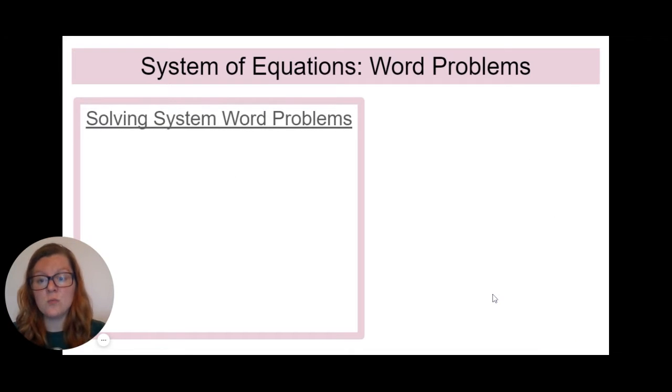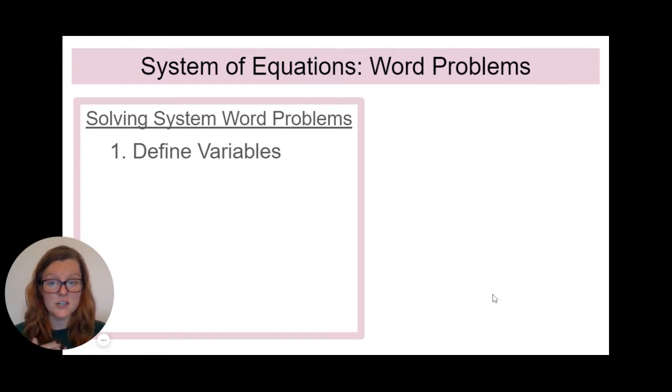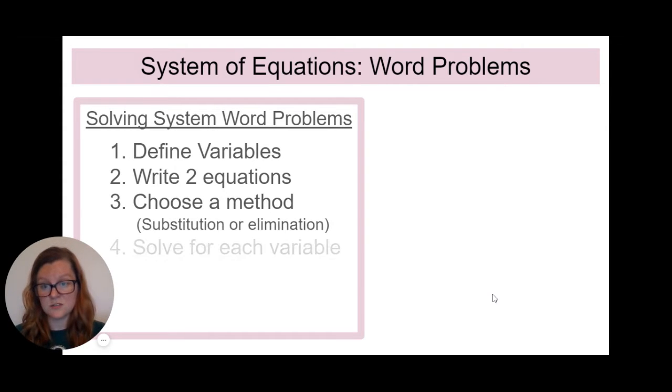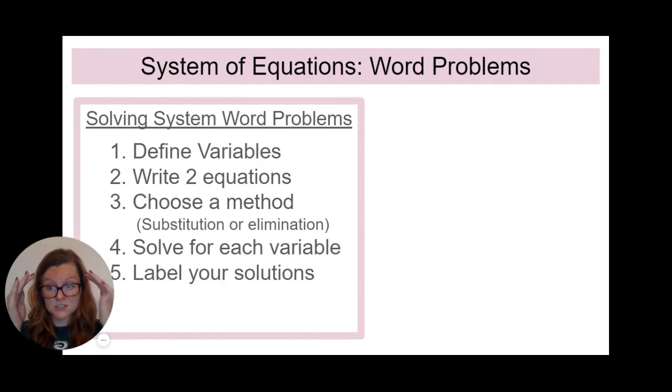Okay, so when we're solving system of word problems, here are a few tips that I like to use. First, I like to define the variables, what we're talking about. Then we need to write two equations. Choose a method, substitution or elimination. You can choose either. Solve for each variable. Then label your solutions, because remember when we're talking about word problems, we got to label our solutions.